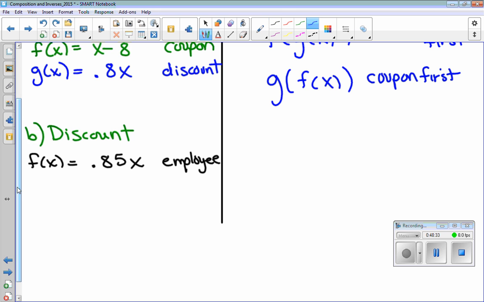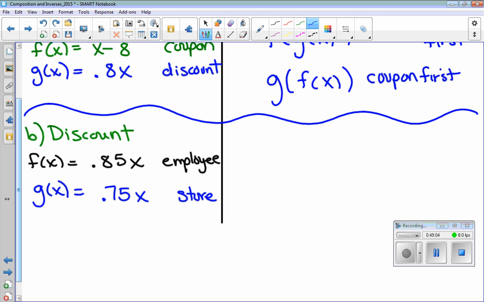And then the next equation, we're going to do just the regular store sale, the store discount. We'll call that g of x. And it says we get a 25% discount. That's what the store sale is. So what would the equation be? 0.75x. Very good. And you're going to do the same kind of thing that we did in problem A.